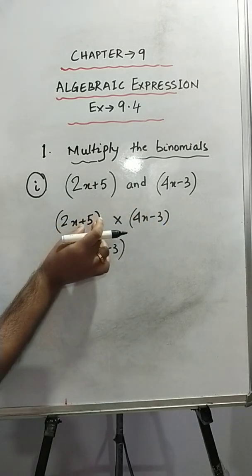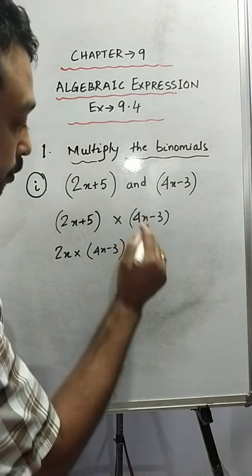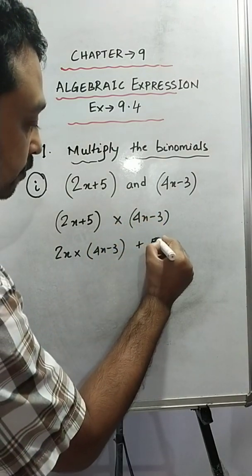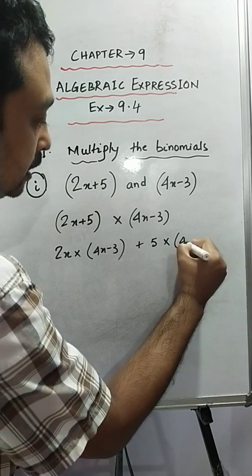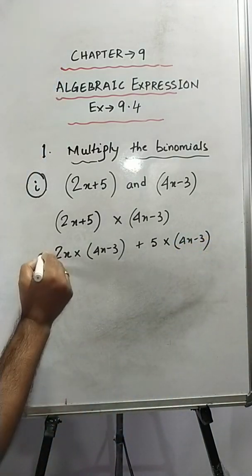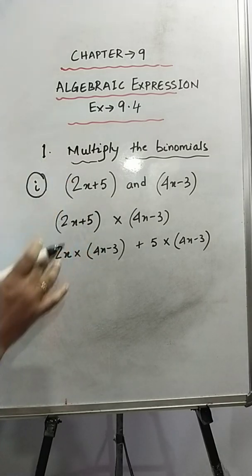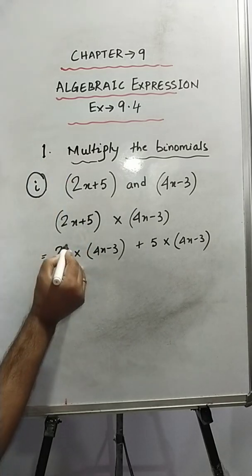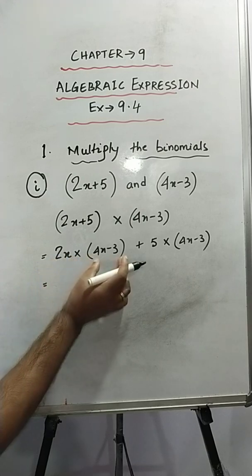Now what is the second term given? Plus 5. With this plus 5 we also have to multiply this binomial, that is plus 5, multiplication sign, then (4x - 3). That's it. Very easy. Now you just have to open the bracket as you have already learned in the previous exercise. Here is one monomial term, here is one binomial term.